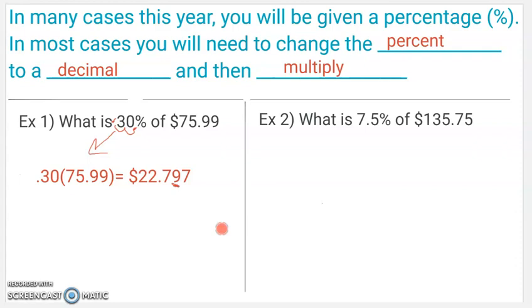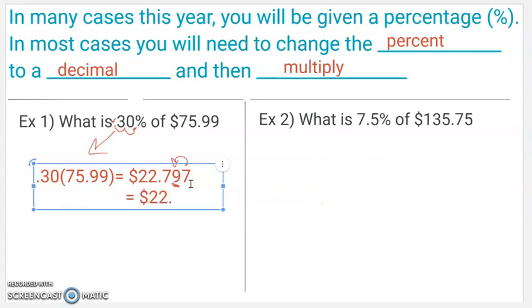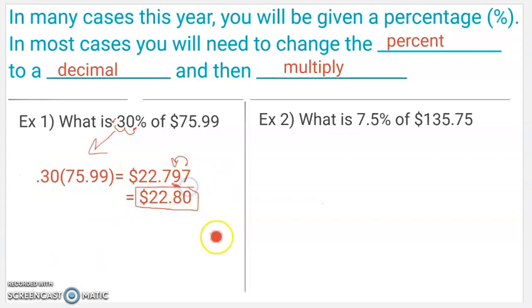So I'm looking at this 9. I want to round to this 100th spot. So that's my 9 in the 100th place. I look to the right. The 7 tells me to round up. So my 22.797 actually is just going to be equal to 22 point, that 9 becomes a 10. I'm going to carry my 1, so that just becomes an 80 cents. I rounded up here. 79 became an 80. And that's my final answer. 30% of 75.99 is just 22.80.